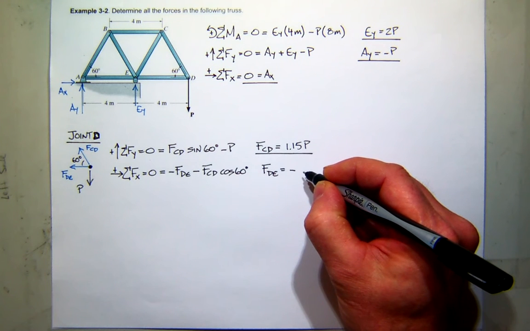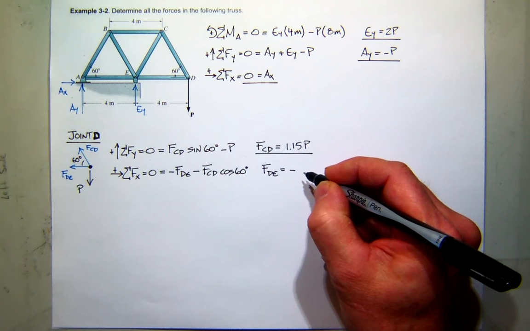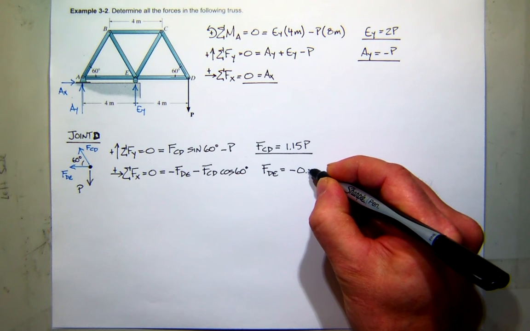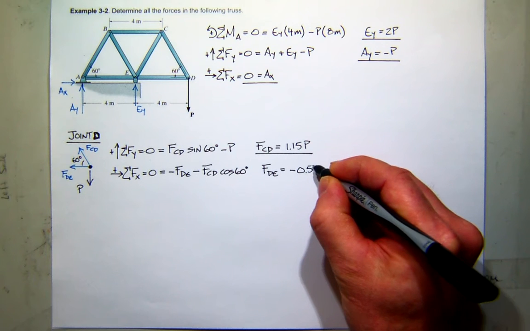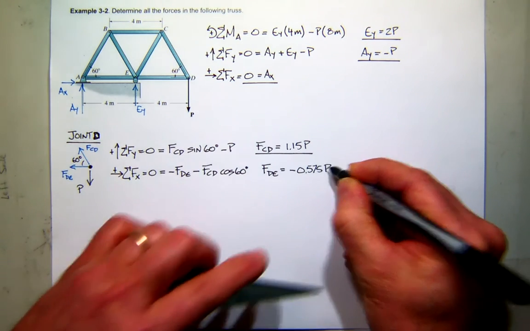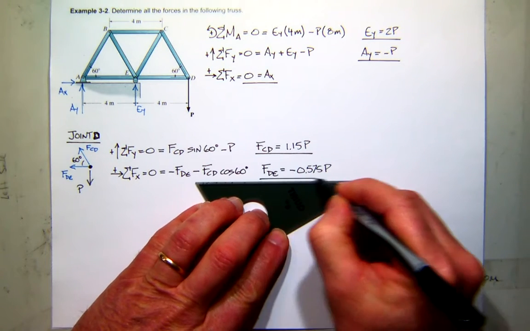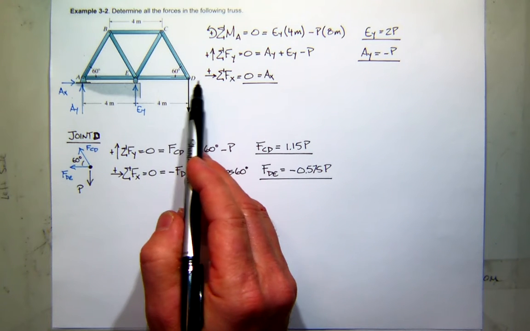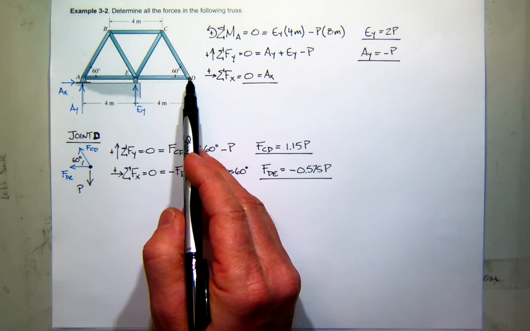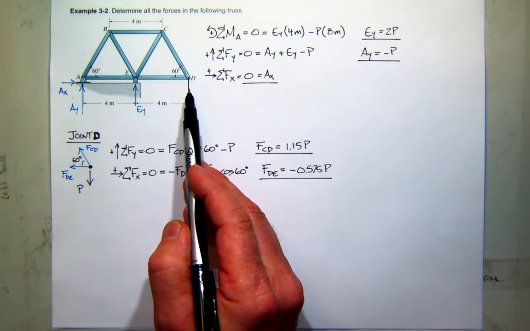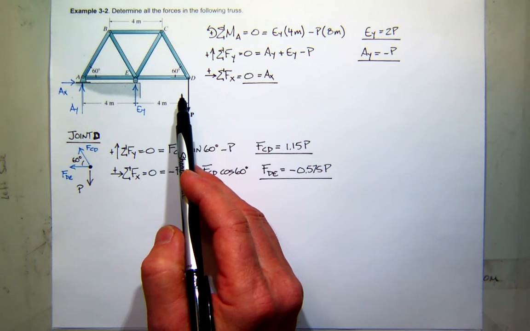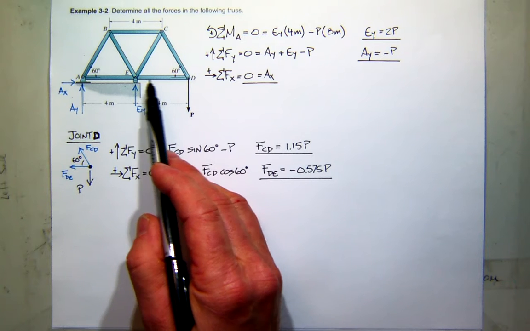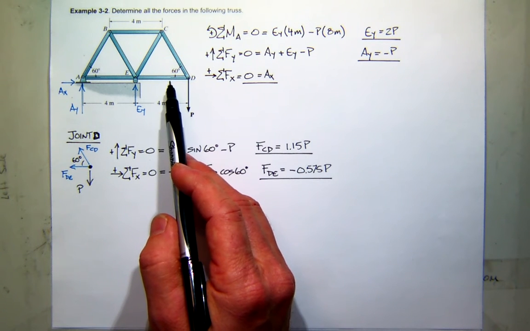0.05, I don't know what it is. Somebody help me. 0.575? Yeah. And it came out to be negative. Does it make sense that DE is in compression? So what's going to happen to D? It's going to go down. You think it's going to move left or right? Probably to the left, which means that relative to E, this element will probably get a little bit shorter. That's why it's in compression.